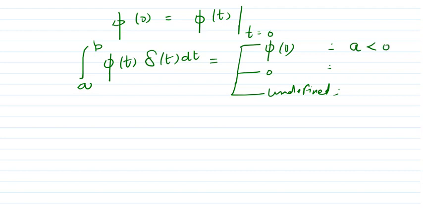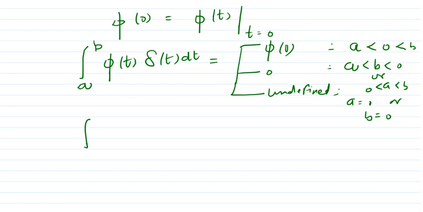Okay, if a is less than 0 and b is greater than 0, then we have phi 0. For a less than b less than 0, or 0 less than a less than b, we have 0. It is undefined for a equals to 0 or b equals to 0. So this is basically the generalized property.